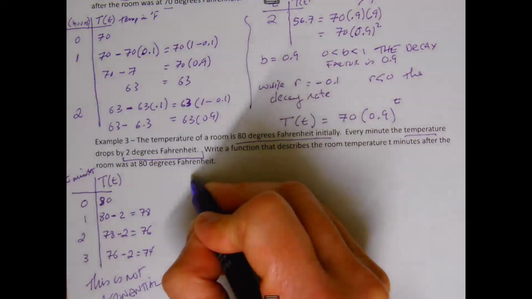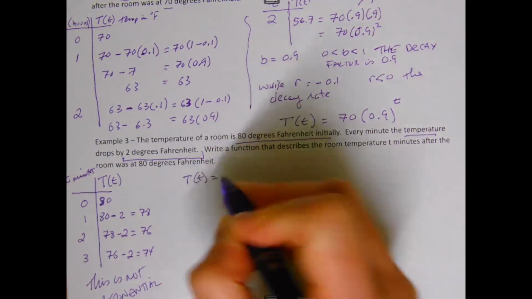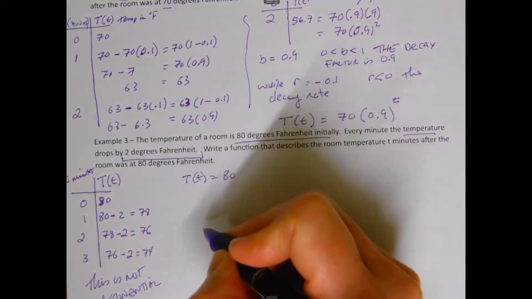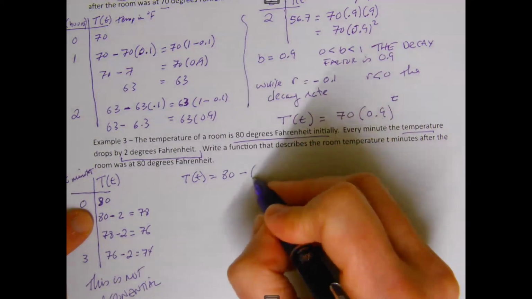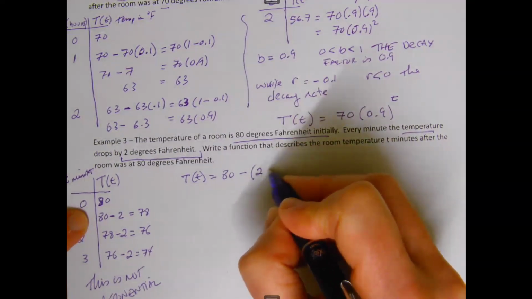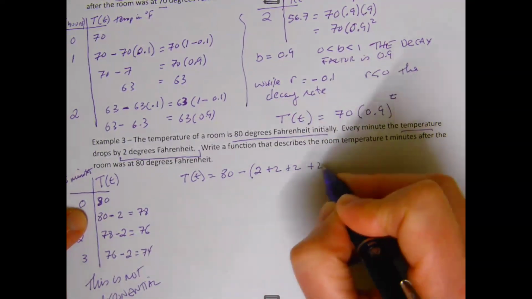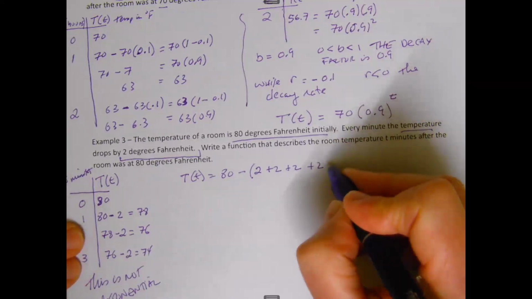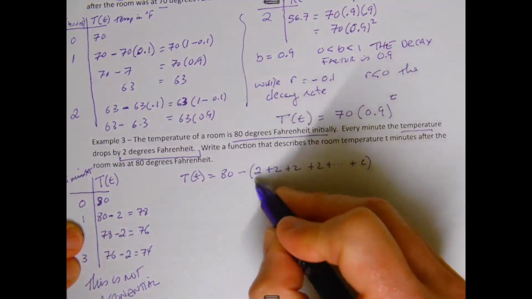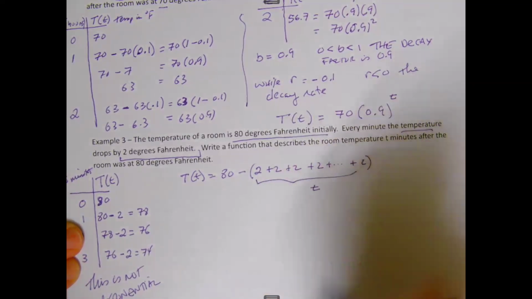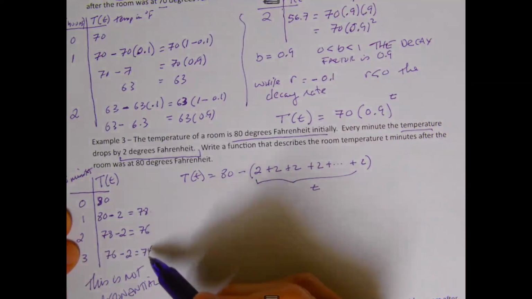So if I were to generalize this, how does this work? Well, call this again T of t, and looks like I start with 80 originally, but I'm subtracting the same thing. So originally I subtracted 2, then I subtract 2 again, I subtract 2 again, I subtract 2 again. I keep subtracting more each time, depending on how many times I do this.